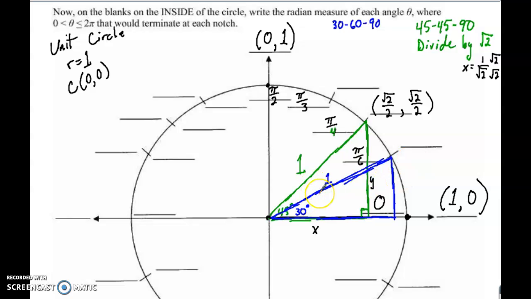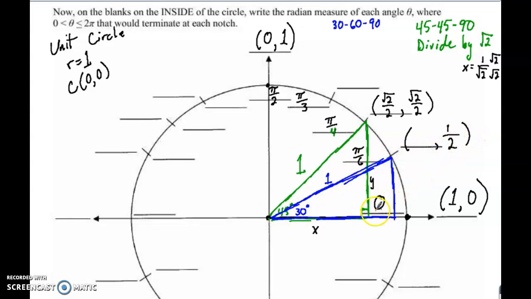And what we learned in the previous unit about a 30, 60, 90 triangle is the short leg is half of the hypotenuse. So as I write out the ordered pair, which one is the short leg? The short leg is across from the 30-degree angle. So that means the y-coordinate, the up and down distance, is half of the hypotenuse. Well, that's easy, because half the hypotenuse is 1 half. Half of 1 is 1 half.